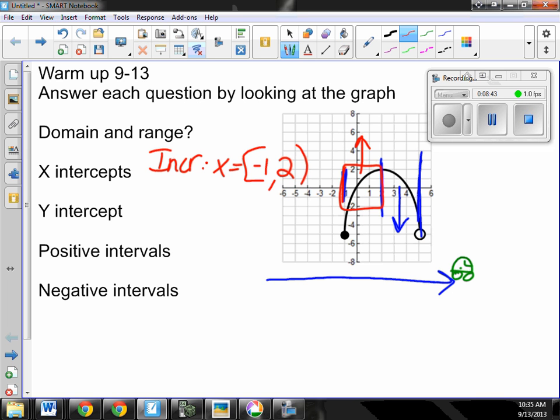After that, my decreasing interval is x equals 2 to 5. So I'm going up until I hit 2, and then I'm going down until I hit 5. And that's what we're going to do today. If you don't already have this worksheet, you need one.